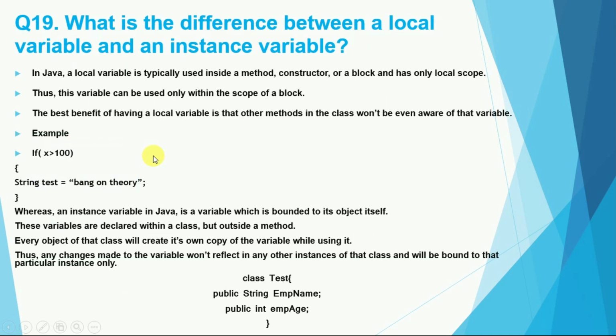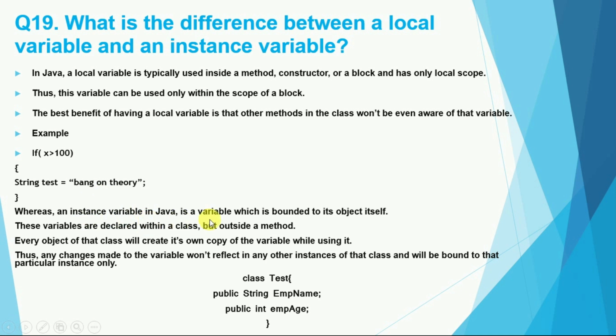Okay, so next is what is the difference between a local variable and an instance variable. A local variable is typically used inside a method. That variable which is declared and used inside the method, in a constructor, or in a block, has only local scope. This variable can be used only within the scope of a block. That particular variable is called a local variable. As you can see in this example, the test string variable is a local variable, inside the scope of the block.